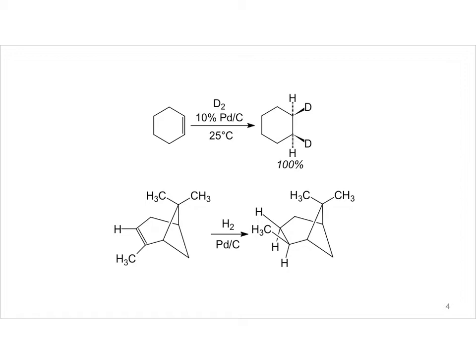Experimental support for the syn addition can be found in the hydrogenation of cyclohexene using D2 instead of H2. Spectroscopic analysis confirms that 100% of the product shows that the deuterium is added in a syn fashion.